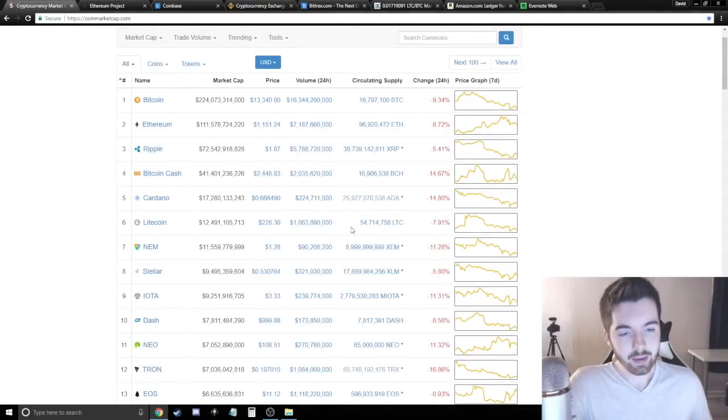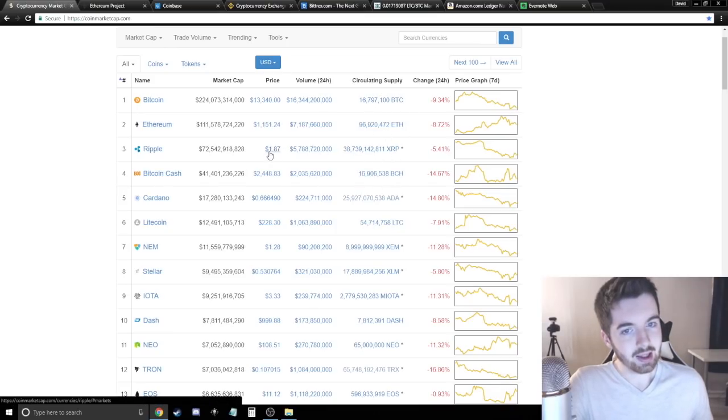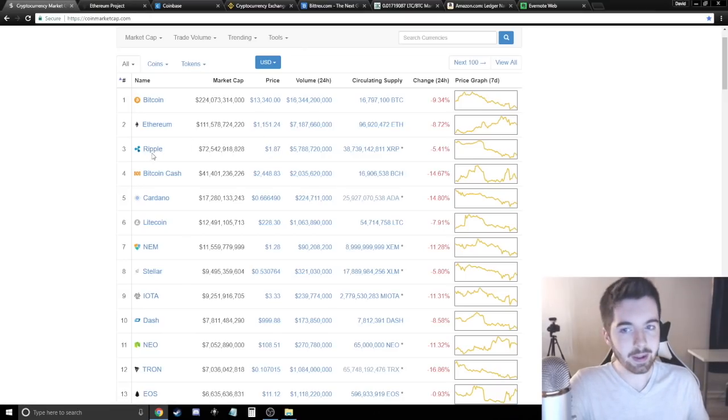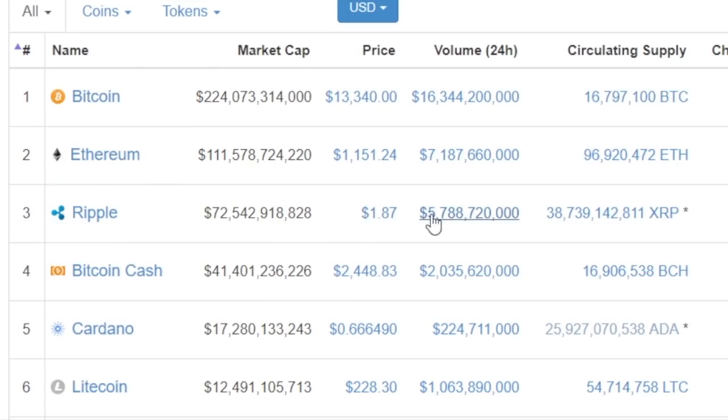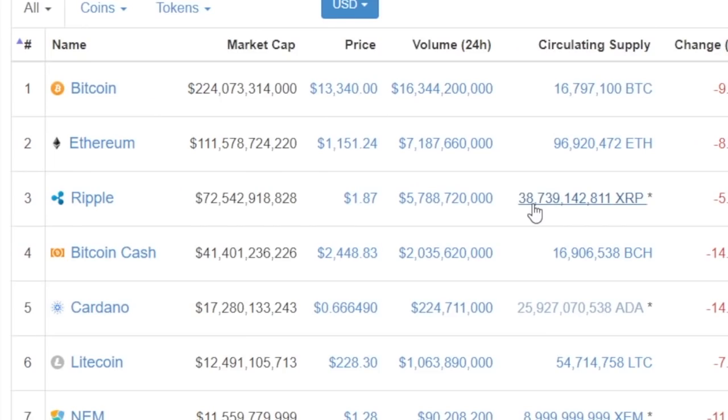One thing you have to note when looking at any of these coins that you're interested in is the circulating supply here on the right hand side. If there is a lot of supply, don't think that the price of the coin will go very high. You'll see this one called Ripple here. It's pretty much like the bank's version of a cryptocurrency. It has been getting a lot of attention recently, and people think that it's a great buy because it's $1.87. But they don't know that the circulating supply is 38 billion right now compared to Bitcoin, which is 16 million.